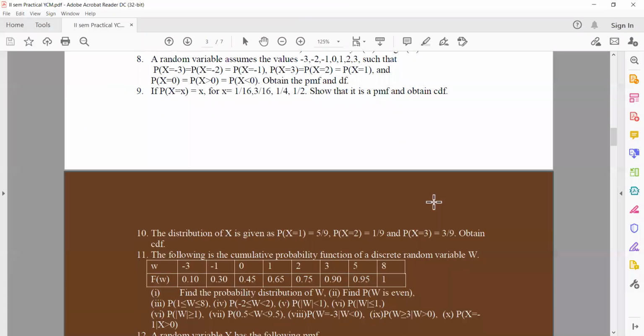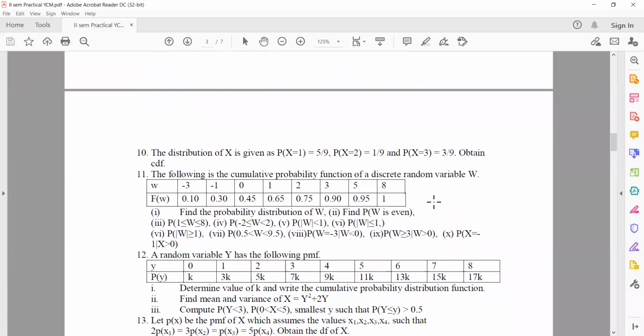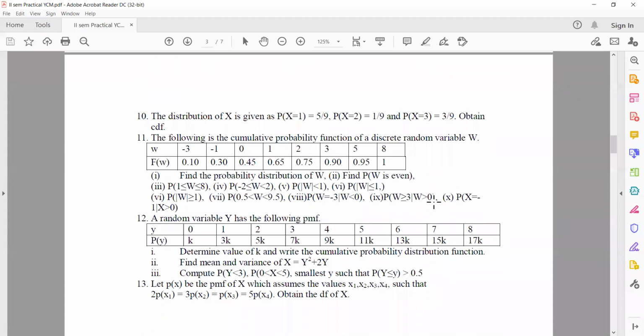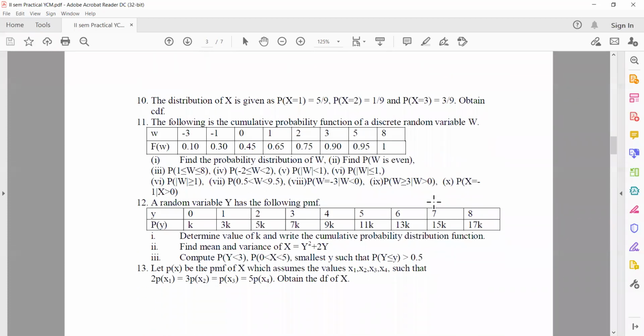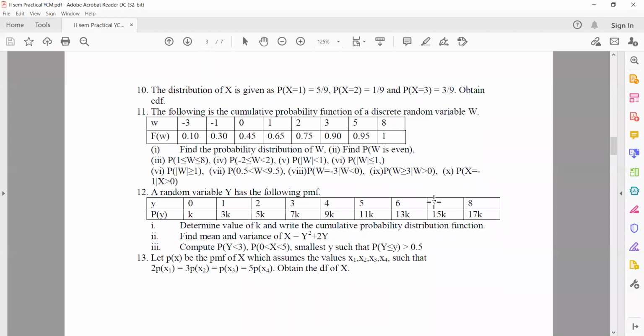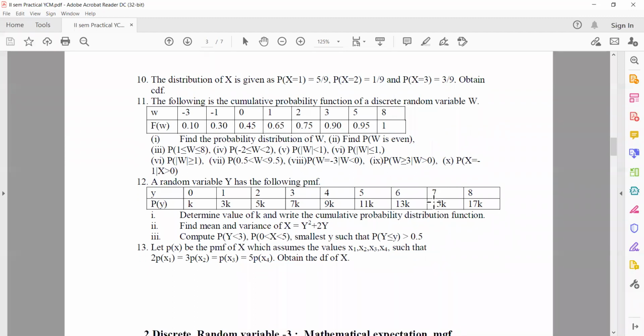The 10th one is also quite easy. The distribution of x is given as P of x equals 1 is 5 by 9, P of x equals 2 is 1 by 9 and P of x equals 3 is 3 by 9. So you have x values 1, 2, 3, with probability values 5 by 9, 1 by 9, 3 by 9, which comes to a total of 9 by 9, which is equal to 1. So the 10th one could be done.